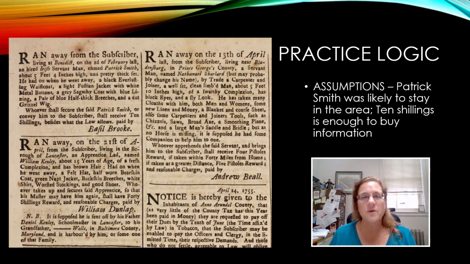This is the kind of thing that we're looking for with assumptions. He never says in here, I think 10 shillings is a great reward. He never says, I think Patrick Smith is going to stay in the area. But he has those beliefs, he's made those assumptions, and that led to the way that he created this document.